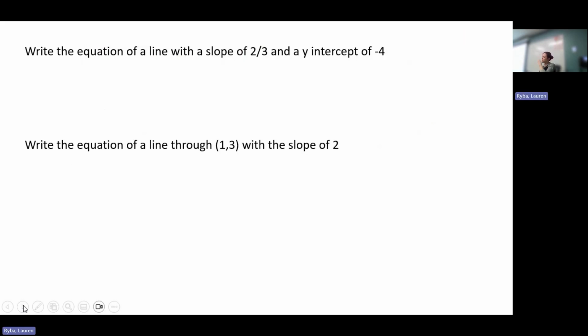Okay, we may have to write some equations. And depending on what we are given, we'll determine which of the forms we will use. So if it says write an equation of a line with a slope of 2/3, that's our m, and a y-intercept of -4, that's our b, I can just go y equals mx plus b form. So depending on what you have is the form you use. If I have slope and intercept, I'm going to use slope-intercept form and just plug them in. So y equals 2/3 x, and then you can either write this as plus -4 or just -4. Either one is equivalent.